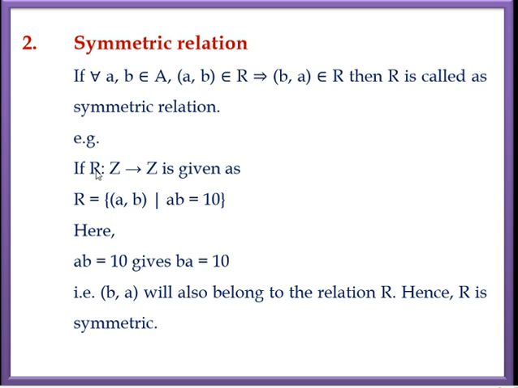Same example, R is a relation from Z to Z, the set of integers. It is given by R as (a, b) such that ab equals 10. Now ab equal to 10 gives ba equal to 10. Why? Because multiplication is commutative, and therefore we can say that the relation R is symmetric.